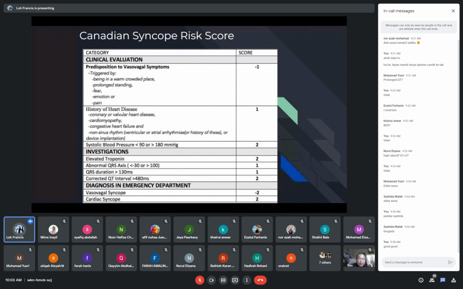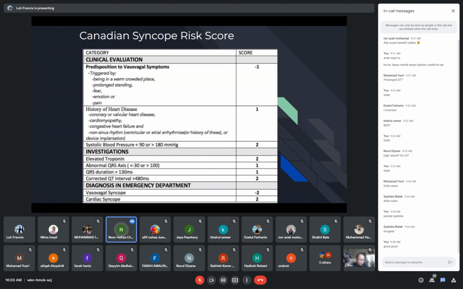Dr. Hafiza, ada apa-apa lagi nak tambah? Setakat ini tak ada apa-apa. Ada siapa-siapa nak tanya soalan ke Dr. Loh? Ataupun Dr. Kairos? Saya di share lah. Dah. Ni ada Loh dah. Okay. Yang lain-lain ada apa-apa soalan nak tanya? Okay, saya tanya dekat ni lah. Koyim, Mimah ke ataupun siapa yang lain nak jawab?